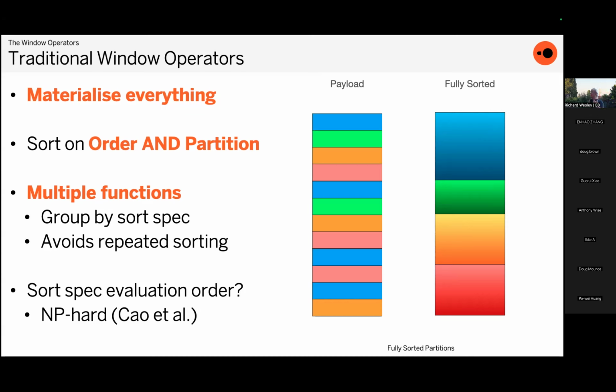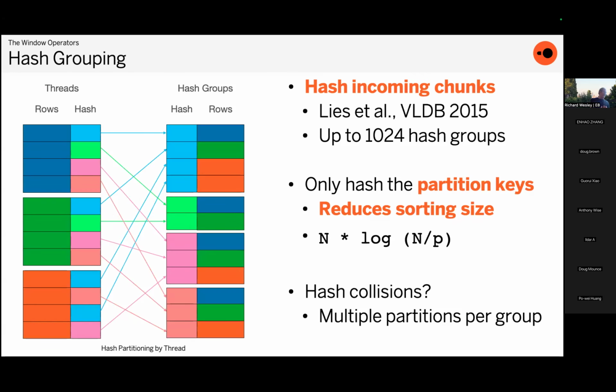So this is the way people used to do it. About 10 years ago, there was a paper talking about, well, perhaps a better way to do this is to take the partition keys and hash on them. So you get smaller buckets that you don't have to sort as much. And their paper suggested 1024, I think we're using 2048. But it reduces the sorting size, but now you can have hash collisions, so you still have to do a full sort, but you're doing a full sort on 1,000 times less data, which is significant a lot of the time.